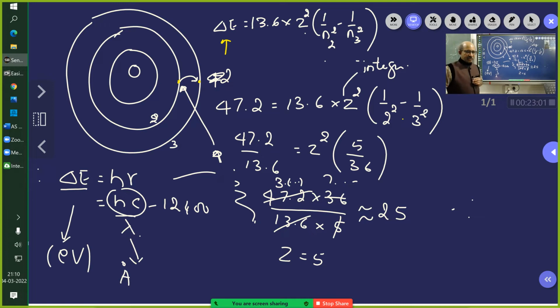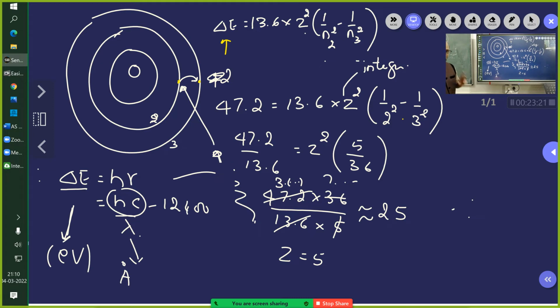Friends, are you aware of this? Yes, sir, it is correct. It is there in the model. So this will be very handy for all the numericals. Keep this in mind. But remember, you have to express delta E in electron volts.